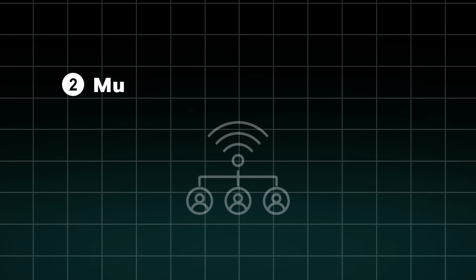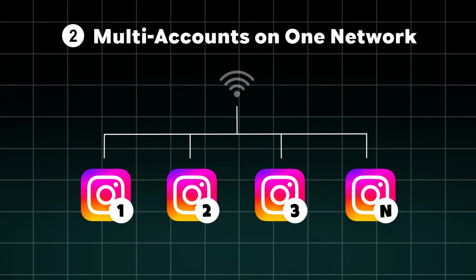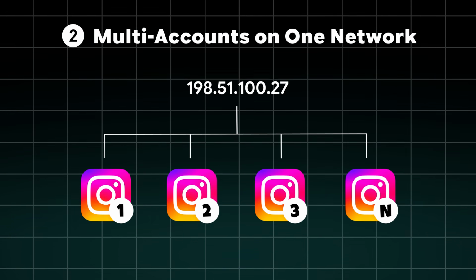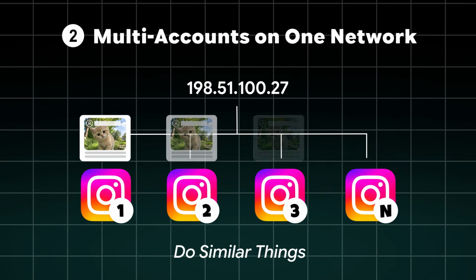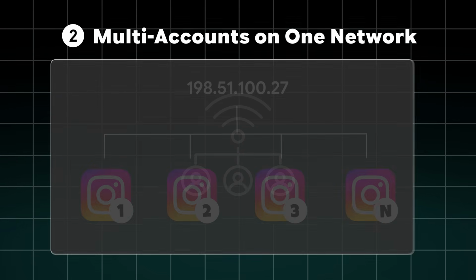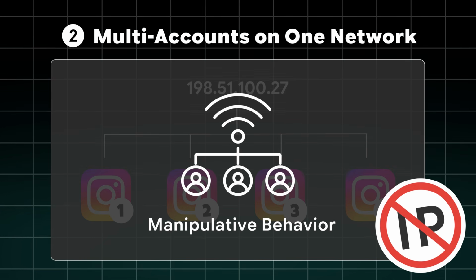Second, multiple accounts on one network. Running several Instagram accounts from the same Wi-Fi or IP, especially if they're all doing similar things, following the same people, posting the same content. Instagram may see that as manipulative behavior, and your network gets restricted.